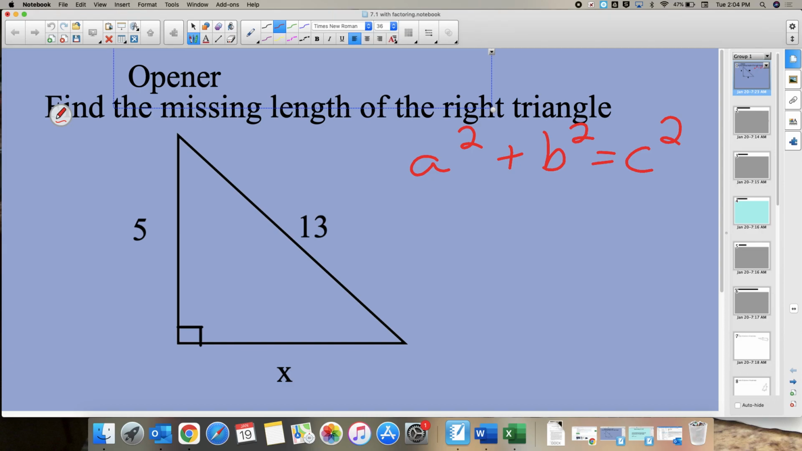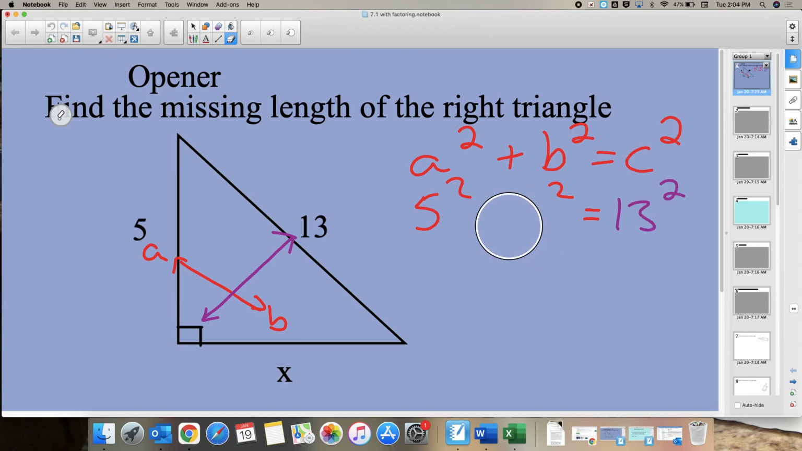So we know that A and B are the two legs of your triangle. It doesn't matter which one's which, they are interchangeable. So if you want to write it as 5 squared plus b squared, or b squared plus 5 squared, it'd be completely up to you. Equals, C is the important one. C is always opposite your 90-degree angle. So in this case, C is 13.